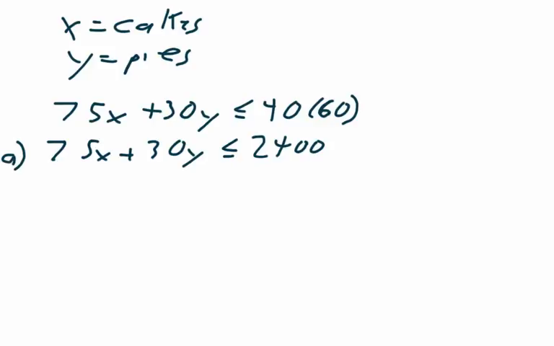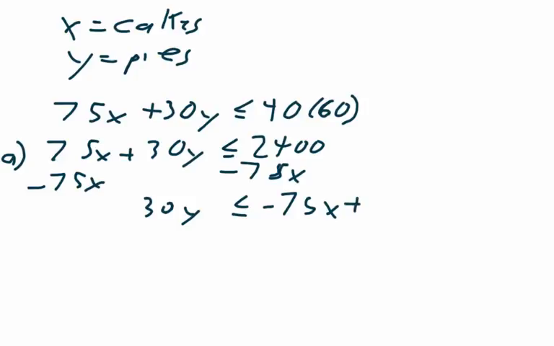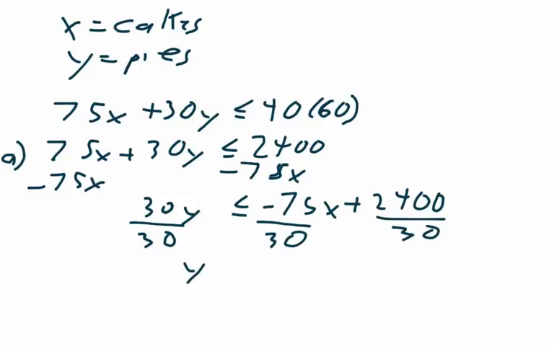Now before I go on, I'm going to subtract 75x across the way, because I'm going to have to graph this at some point in time. So 30y is less than or equal to negative 75x plus 2400. And then when I divide by 30, y is less than or equal to, this reduces to negative 5 halves x plus 80.